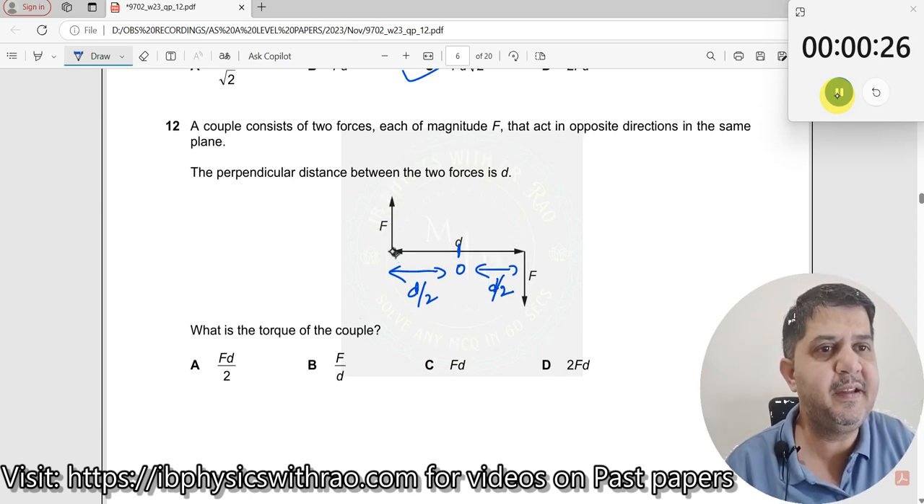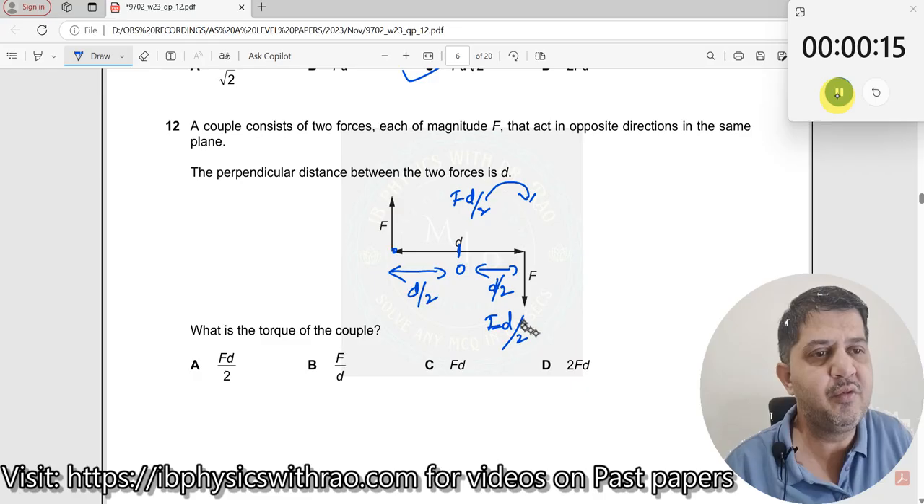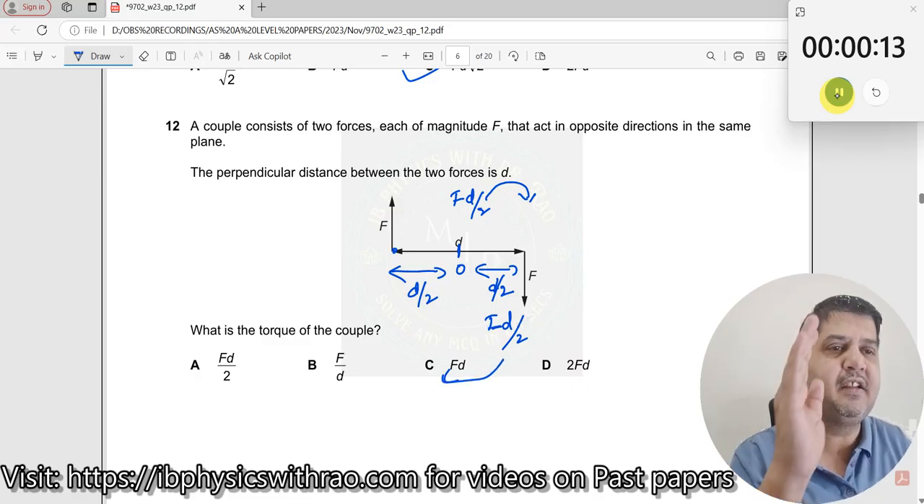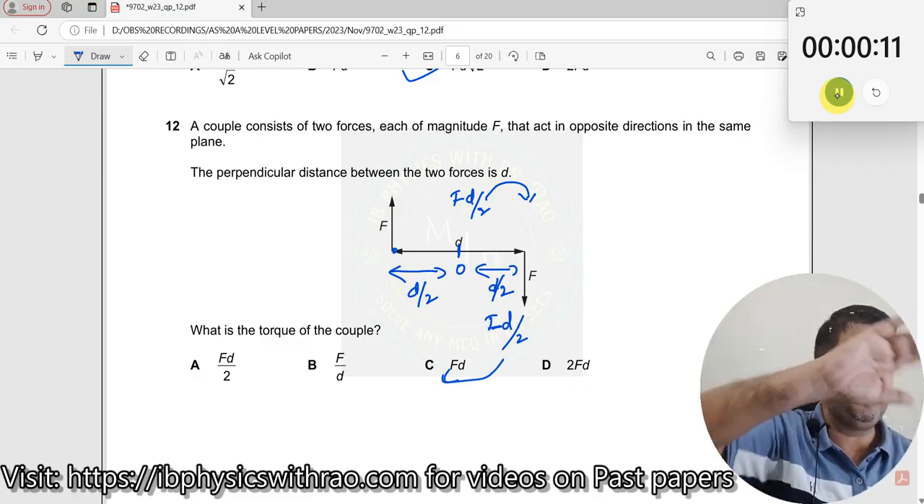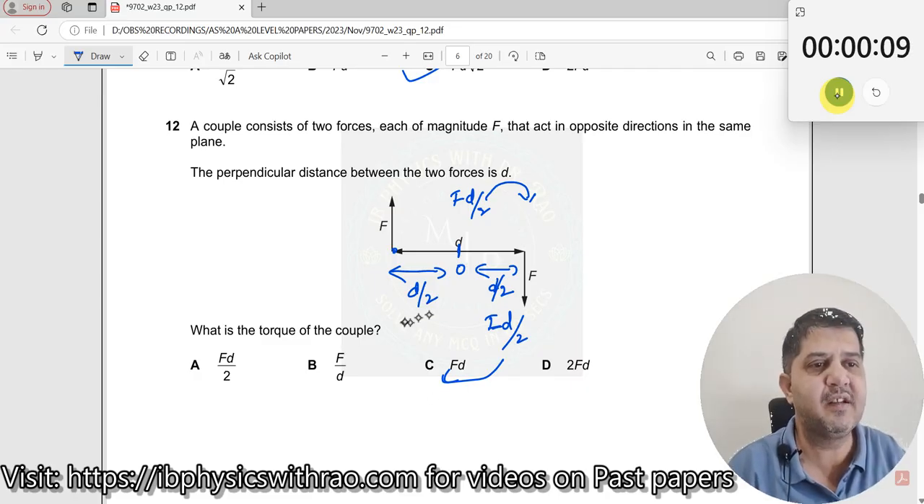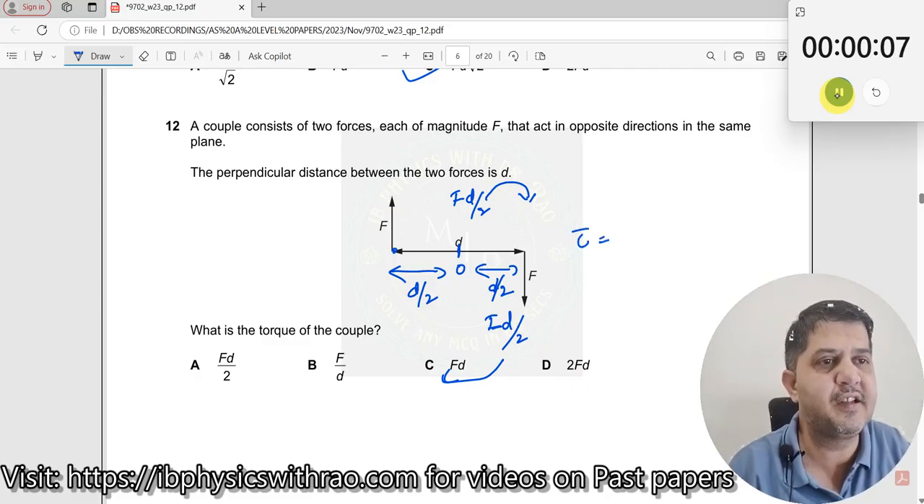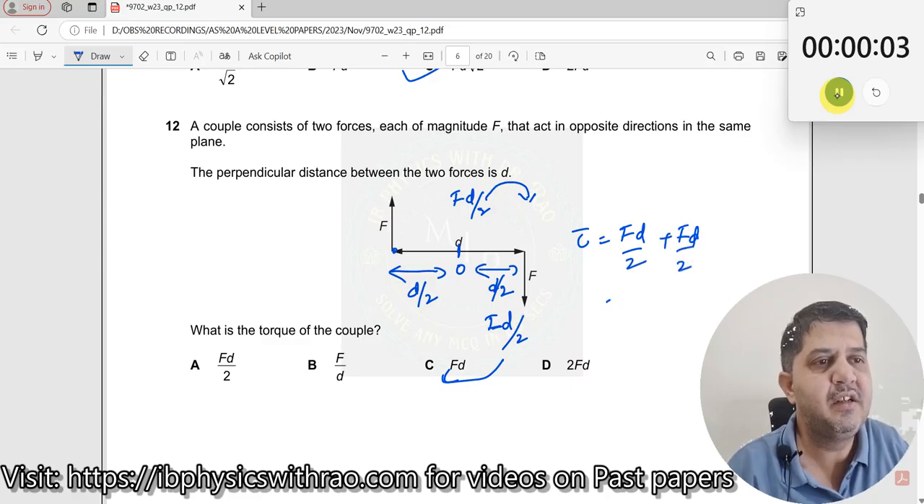The torque experienced by this point would be F d by 2, and it will be like this over here. And this one will be F d by 2, and it will be like this over here. One will be like this, the other one will be downward like that. So as a result of this, the total torque now is nothing but F d by 2 plus F d by 2, which is equal to F into d. Thus the answer is C over here.